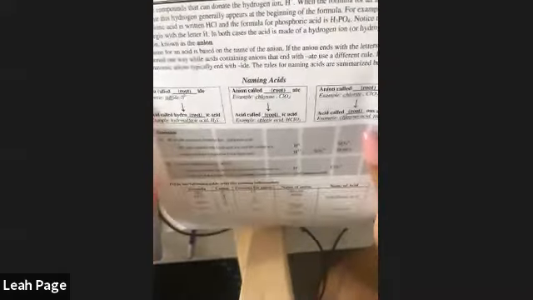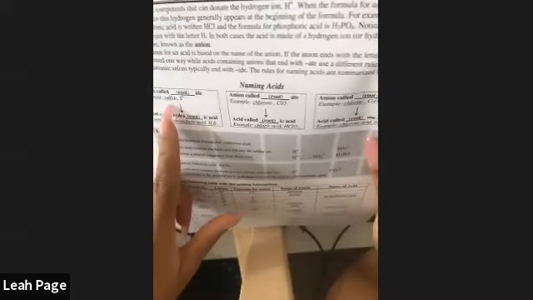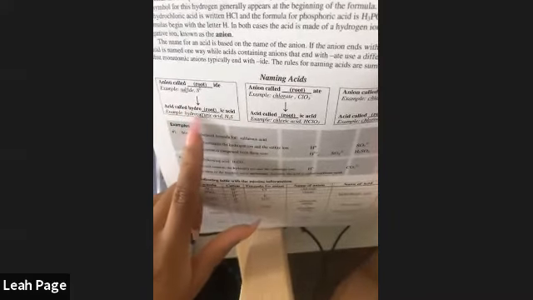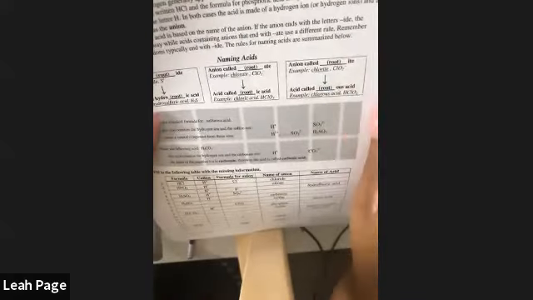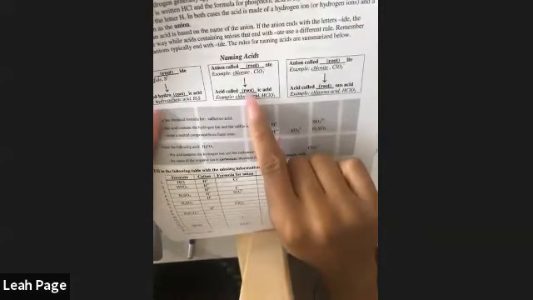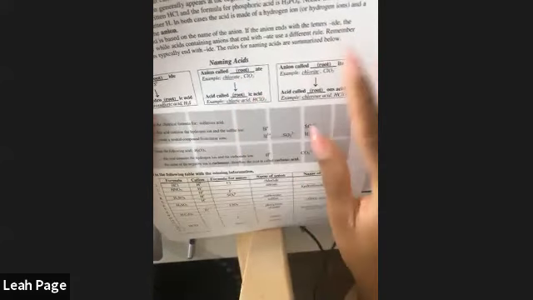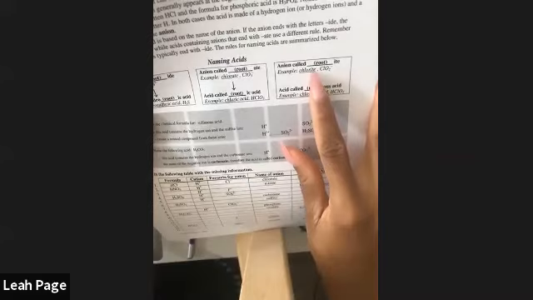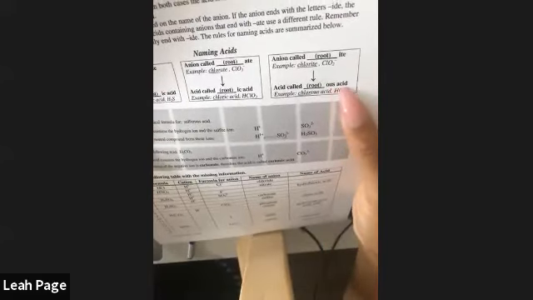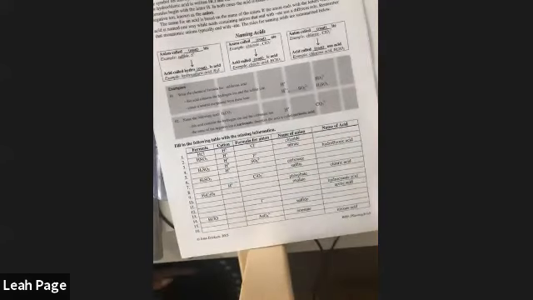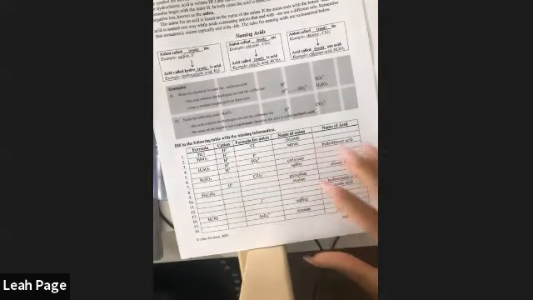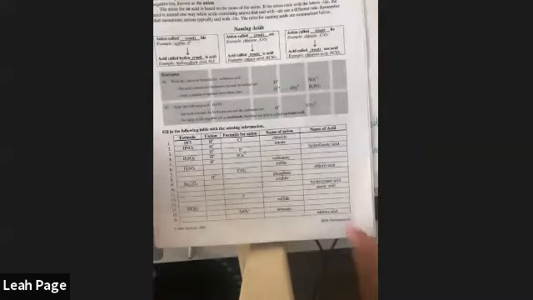It tells you if you just have one non-metal, you're just going to say hydro, the root, and then ic and acid. If you have a polyatomic ion that ends in ate, you change the ate to ic and then add acid. If your polyatomic ion ends in ite, you change the ite to ous and then add acid. So you're going to have your polyatomic ion reference sheet, just because I'm sure you don't have them memorized by now. But I just want to make sure you can easily find them.